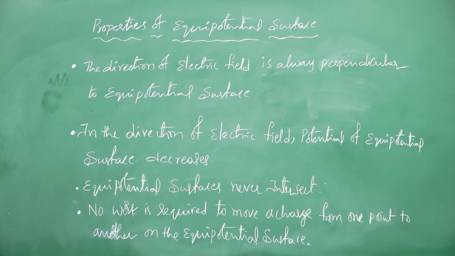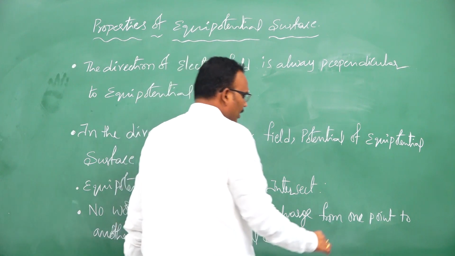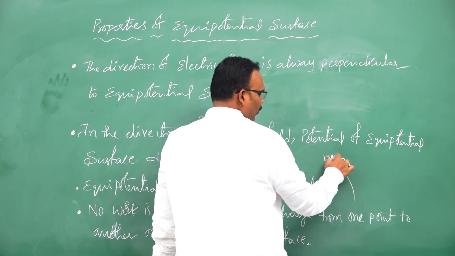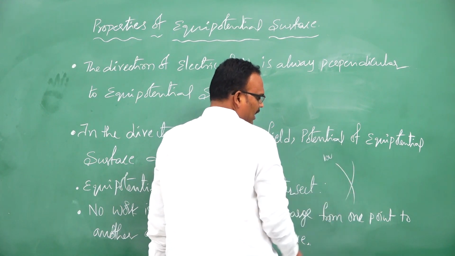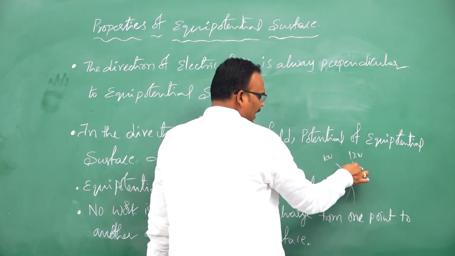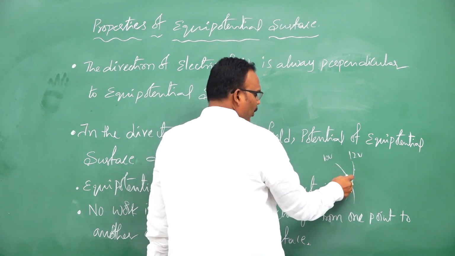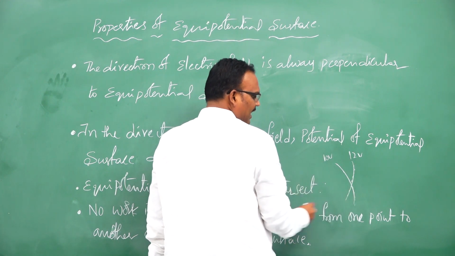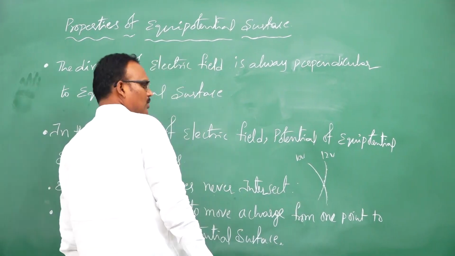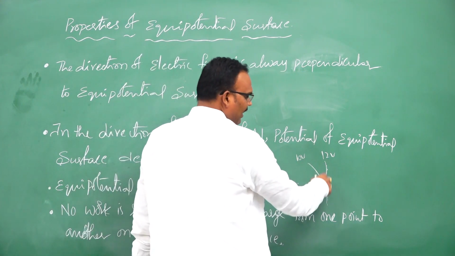Next, third point, equipotential surfaces never intersect. For example, imagine this is one of the equipotential surfaces. Potential on this surface is 10 volt, for example. We have another equipotential surface, its potential is say 12 volts. Then any point on this equipotential surface, potential should be 12. Here at any point on the other equipotential surface, potential is 10. At the intersection, we have two values of potentials, that is 10 and 12. So, which is impossible. That's why equipotential surfaces never intersect.